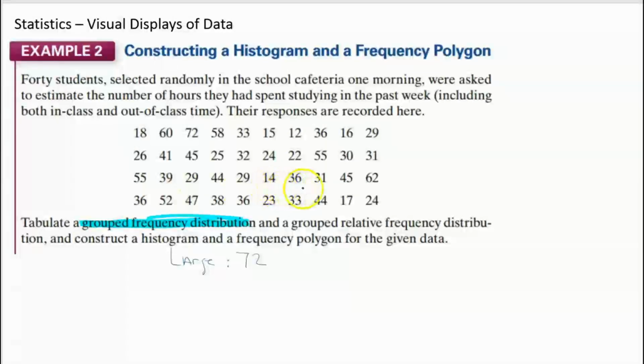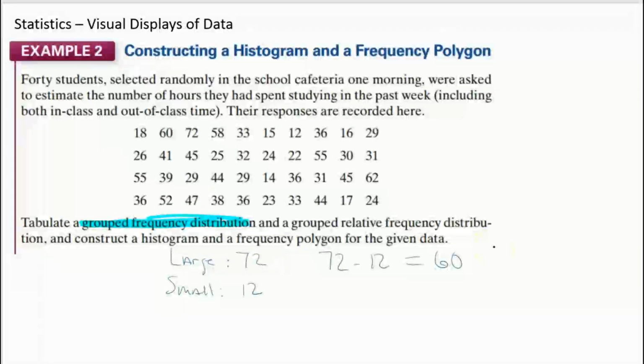There's a 14, but we still have 12 small. Okay, 12 is the smallest. Now, if I say largest minus smallest, so 72 minus 12, that gives me 60. Okay, now if I'm trying to take 60, let's just say 60.